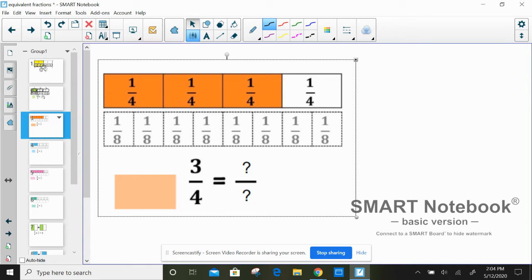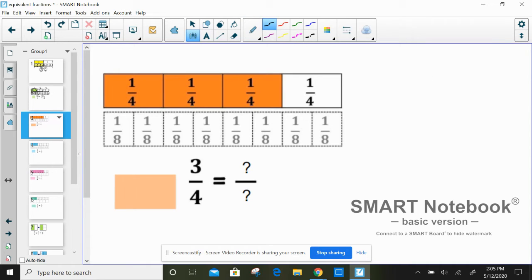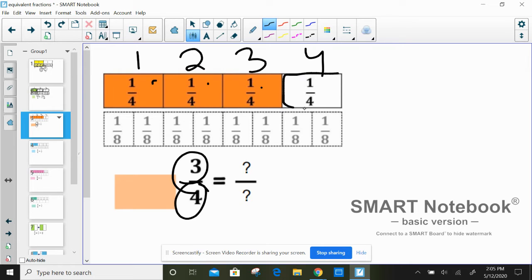Another example here. Okay, so we have 4 total pieces. 1, 2, 3, 4. 3 of those pieces are shaded. 1, 2, oh, sorry. 1, 2, 3 of those 4 are shaded. And then each of those 4 pieces here is the same as 1, 2 of the smaller pieces below. See, 1, 2 is the same as one of those.